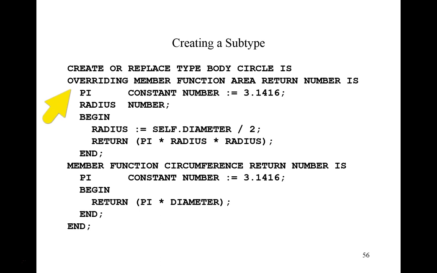We continue by creating the type body for circle. Note here that the word overriding, which appeared in the declaration of the specification for circle, must be included for the implementation when we're defining the area member function. So overriding must be used both in the create type and the create type body statement. That's a very important point.